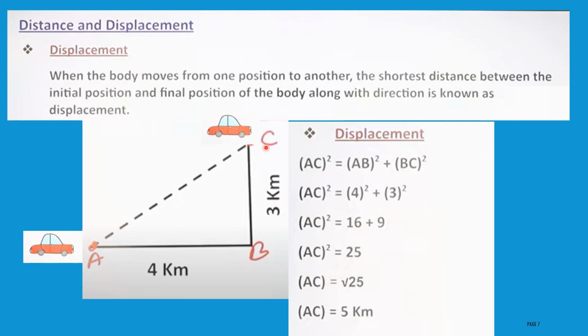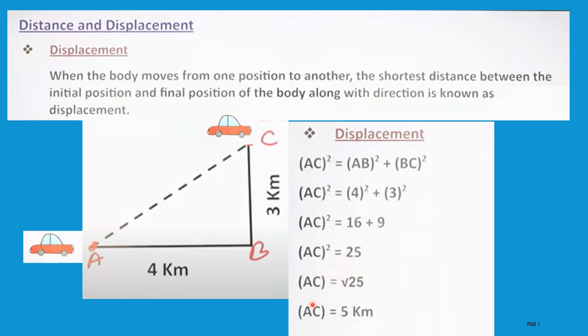Then AC square you have to calculate. It will be equal to AB square plus BC square. AB is 4, therefore AB square means 4 square, plus BC is 3, therefore BC square means 3 square. Then AC square will be equal to 4 square, which is 16, plus 3 square, which is 9. 16 plus 9 is 25. Therefore, AC whole square is 25.